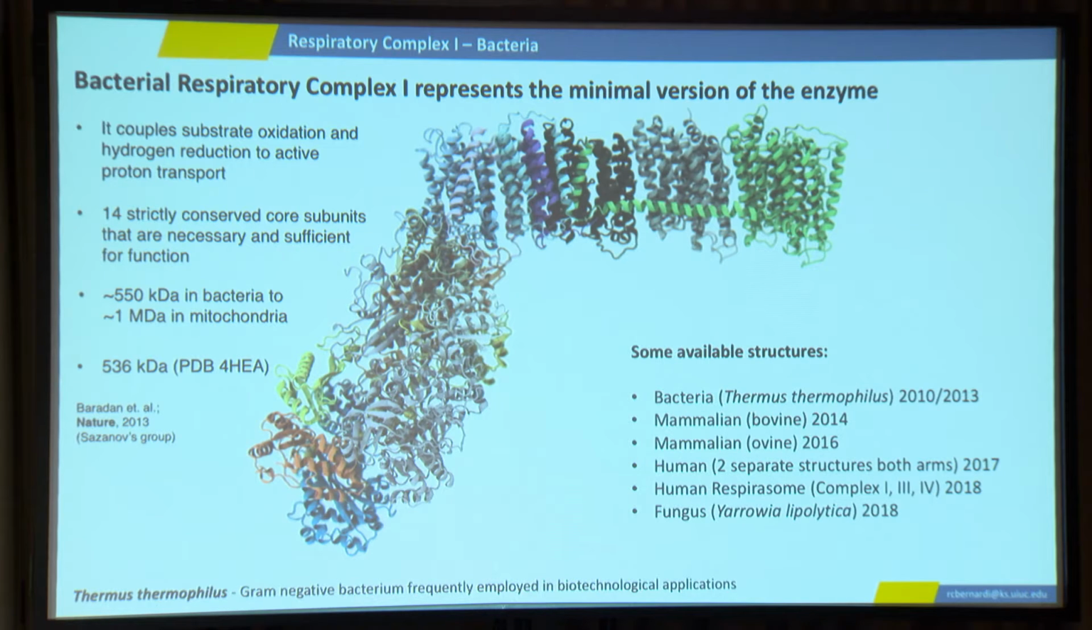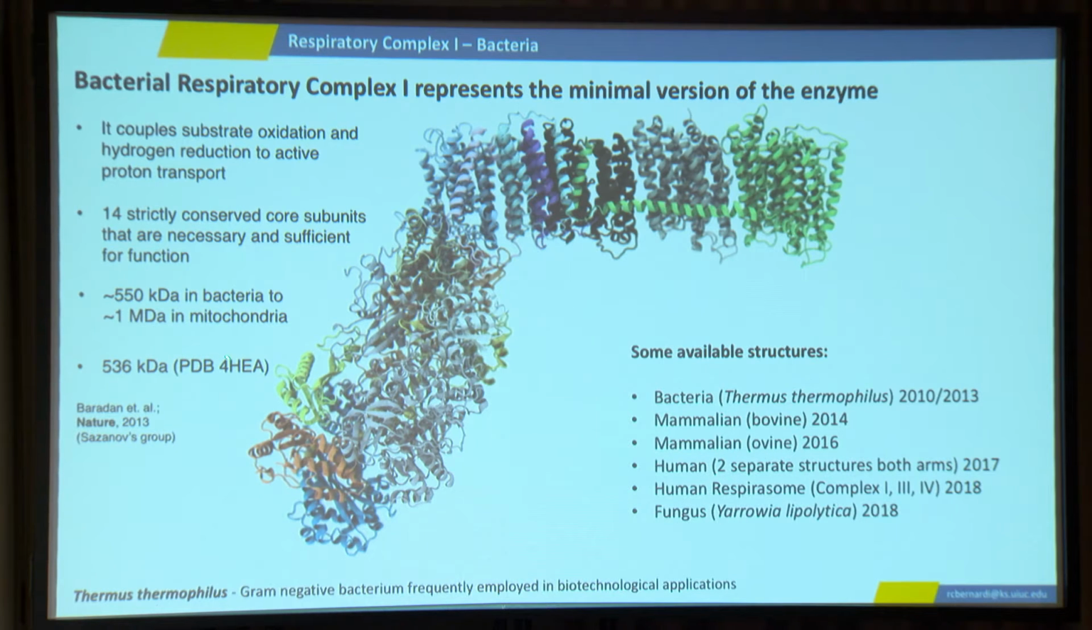So this first structure shows how it couples substrate oxidation and quinone reduction to activate proton transport. This system is quite large. The smallest version of it, in bacteria, has 550 kilodaltons, and the human one, for instance, has about 1 megadalton. But the necessary conserved subunits are 14 subunits that are present in the bacteria. If you remove the other subunits from the human one, it still works. Actually, people don't really know what these other subunits do. You need only these 14 to make the system work.